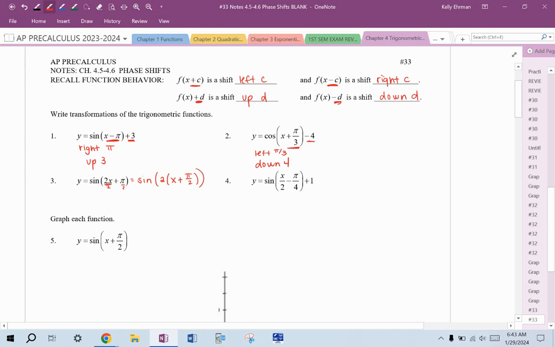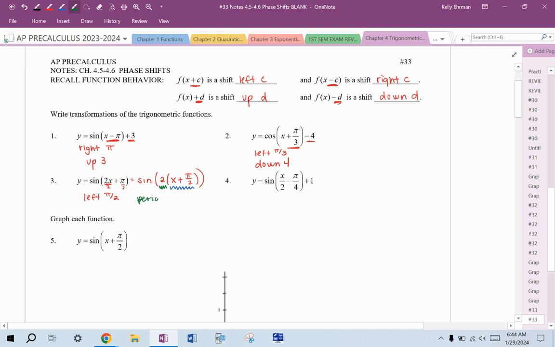Another quick way to see if you've done that correctly is just imagine that you distribute this 2 back through. Would you get back to 2x plus pi? Okay, so this shows me the value of the transformation. So it's not that we shifted to the left pi units. We actually shifted to the left pi over 2 units. And remember, the 2 that's there, that affects the period of the graph.